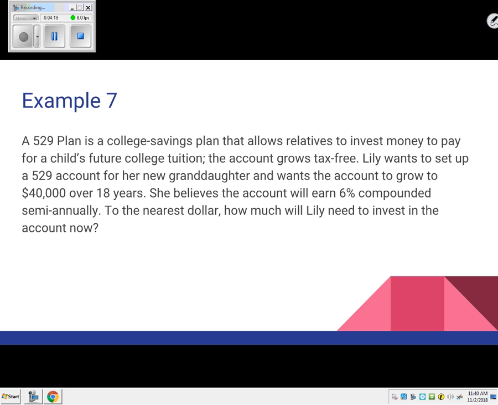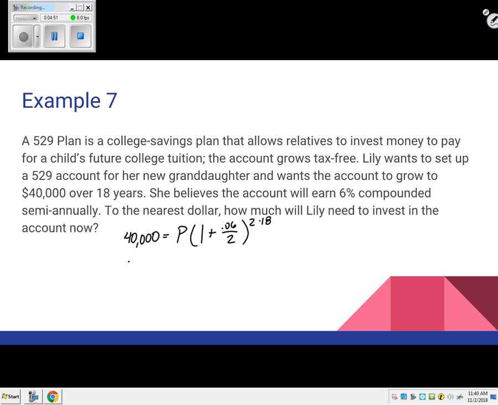This changes what I'm asking for. I know what I want my account balance to be, but I don't know how much I want to put in up front. I have a 6% interest and it's getting compounded semi-annually, every 6 months, so twice in 1 year. And then Lily wants this money to be ready for when her granddaughter goes to college, so that's 18 years later.